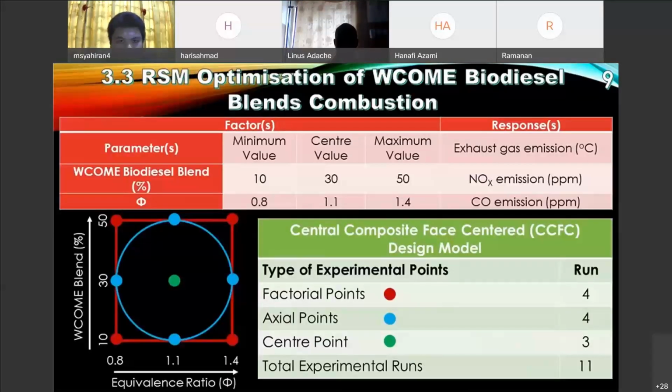Next is the experimental method to perform RSM optimization. The WCOME biodiesel blend from B10 to B50 and the equivalence ratio C from 0.8 to 1.4 were considered as the combustion factors, and the exhaust gas temperature, NOx and CO were the responses from the combustion. The Central Composite Design model was applied in RSM using the Design Expert software version 10 and generated 11 randomized experimental runs to perform this experiment.